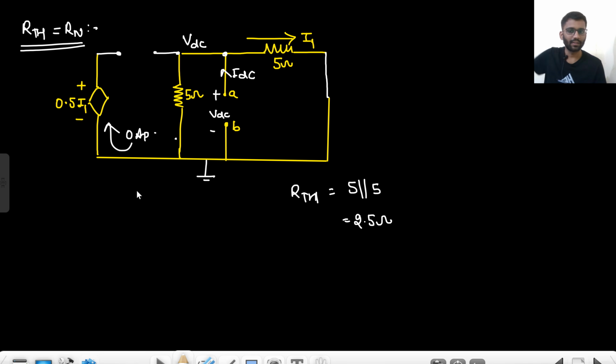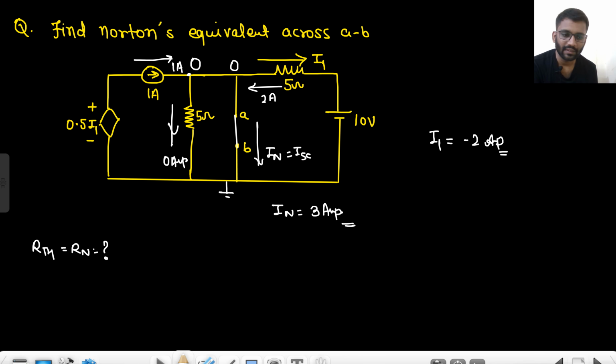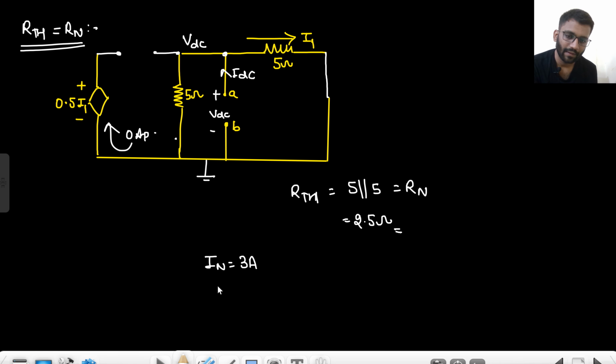So 0.55 is gone. So across AB, what do I see? 5 ohm resistance in parallel to 5 ohm resistance. So total 2.5 ohm resistance. So my RTH is 2.5 ohm. IN was 3 ampere and my RTH, that is equal to RN, that is equal to 2.5 ohm, and VTH I don't need to write, or you can see what will be VTH. VTH will be 7.5 volt.